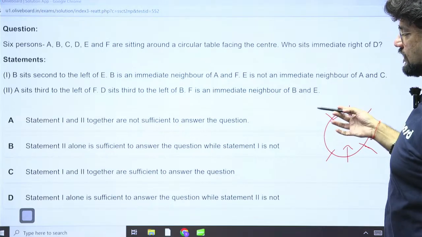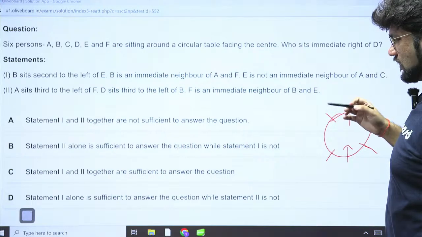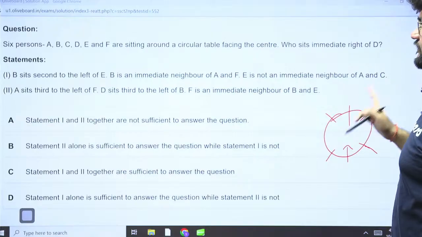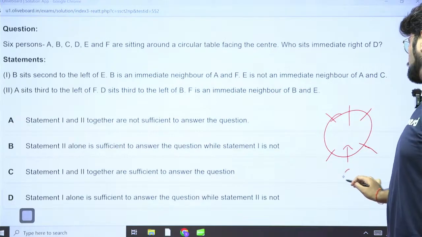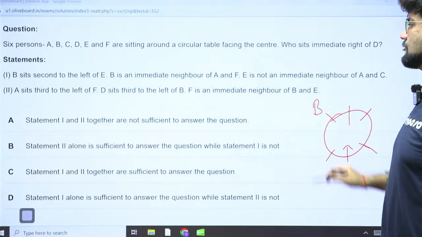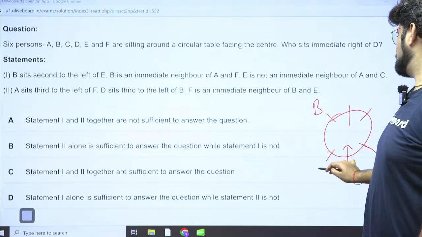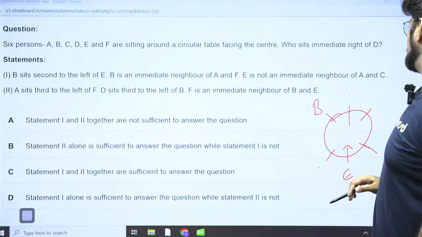Options 1 and 2 together are not sufficient. 2 alone is sufficient. 1 and 2 together are sufficient. 1 alone is sufficient. Let's check for 1 alone. B sits second to the left of E. B is an immediate neighbor of A and F. E is not an immediate neighbor of A and C.